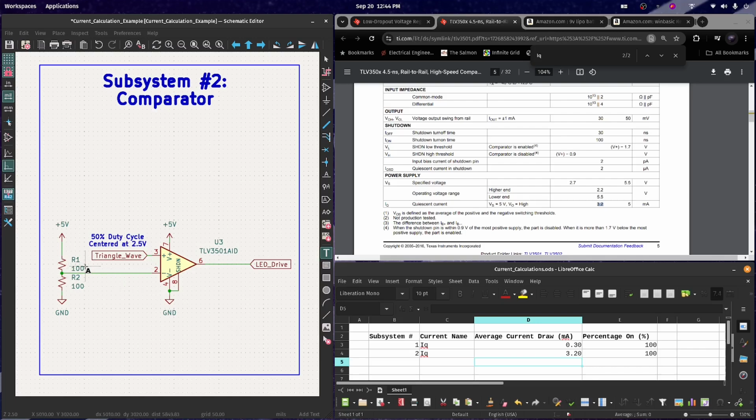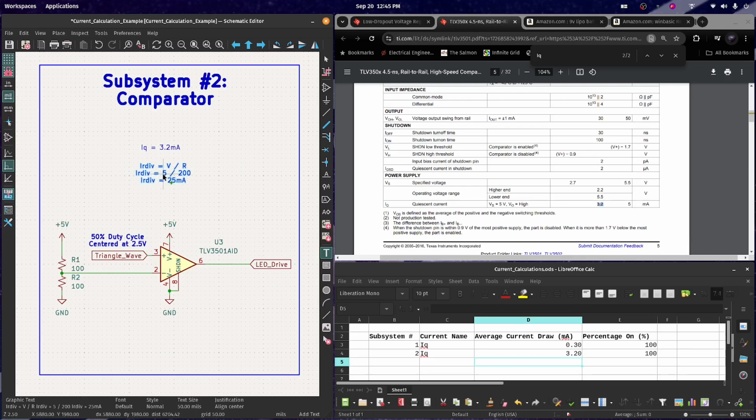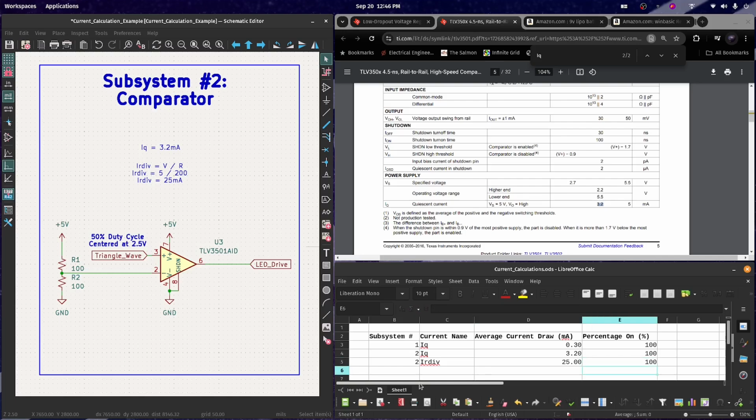Additionally, we have current draw from this resistive divider. We can calculate this current using Ohm's law. This current is 25 milliamps, and it is also on 100% of the time.